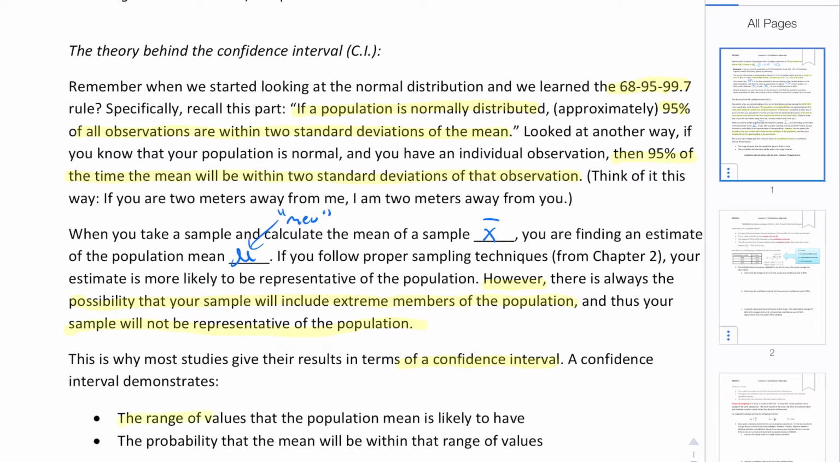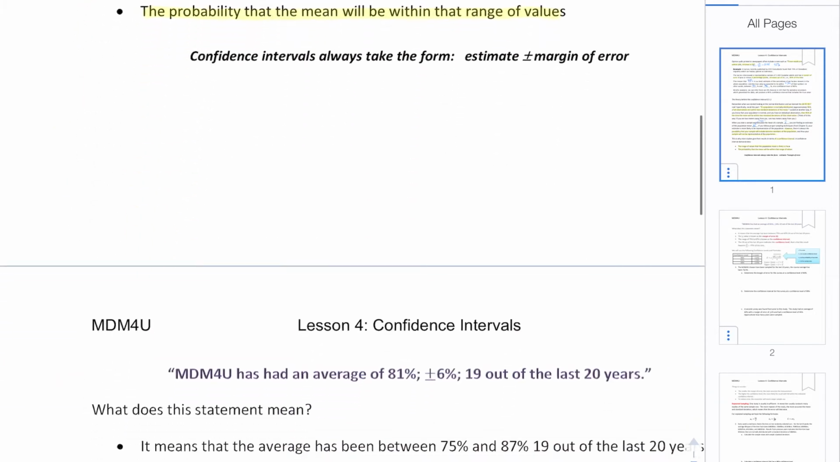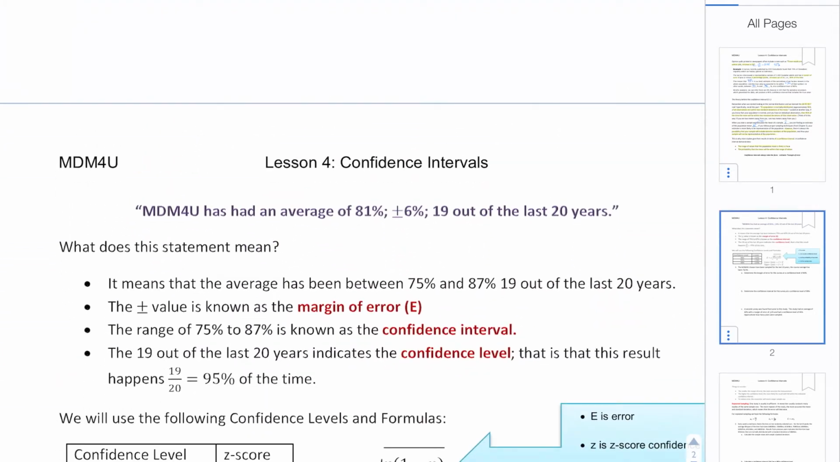This is why most studies give the results in terms of a confidence interval. And so what a confidence interval demonstrates is the range of values that the population mean is likely to have, and then also the probability that the mean will fall within the range of those values. And so we're going to look at some of the calculations that come with this.